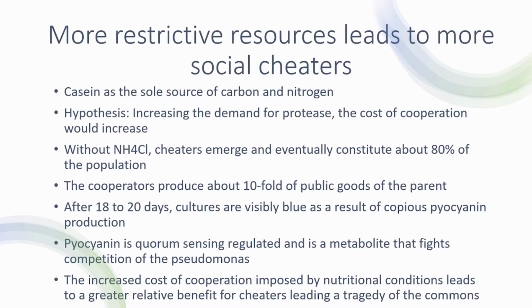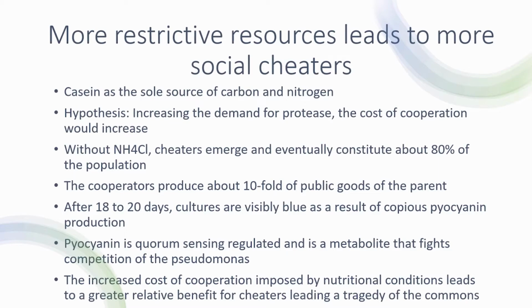The cooperators produced actually about 10-fold the amount of public goods of their parents. So from the previous generation of bacteria to the next, there was 10-fold the amount of production in public goods. So we see that this restriction in nitrogen had a really big impact on the way that these cooperators were working and how many cheaters we saw in the community.